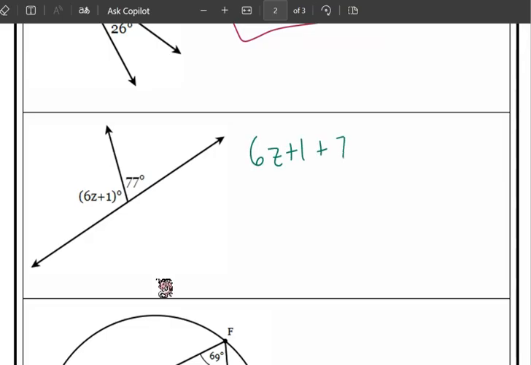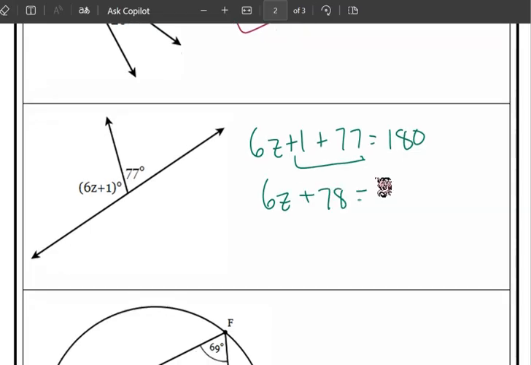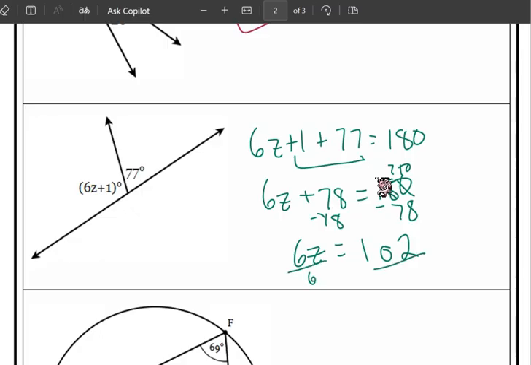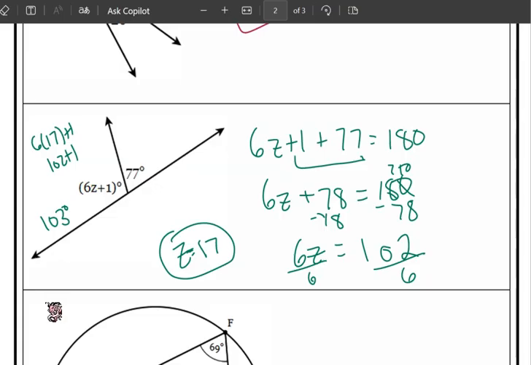6z plus 1 plus 77 equals 180. Combine the like terms. 6z plus 78 equals 180. Subtract 78 from each side. 102. Divide each side by 6. Z equals 17. Let's plug it in to get the angle measurement. 103 degrees.